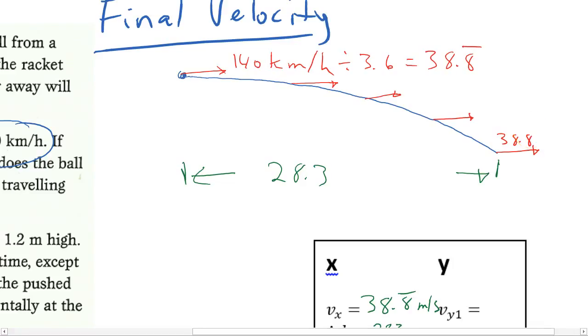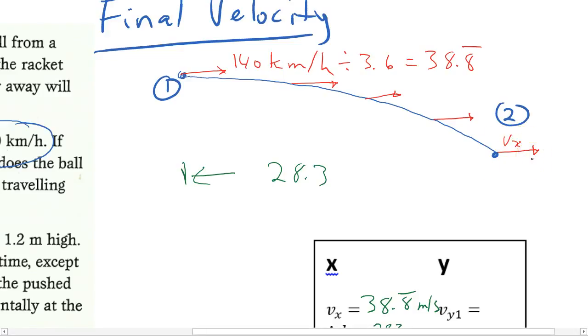This is my initial point that I'm interested in, and this would be my final point that I'm interested in. So I'm talking about final velocity. What's the velocity at the very end here? So clearly the Vx part is 38.8. Here, I'll just erase that and just label that as Vx. But it is also now going vertically.